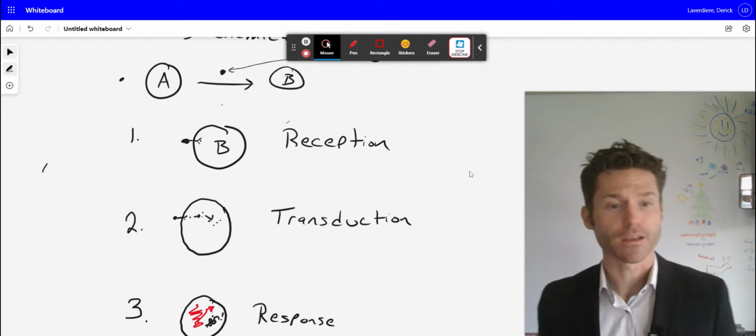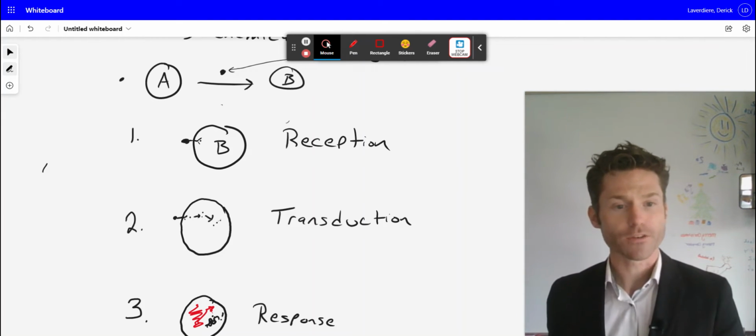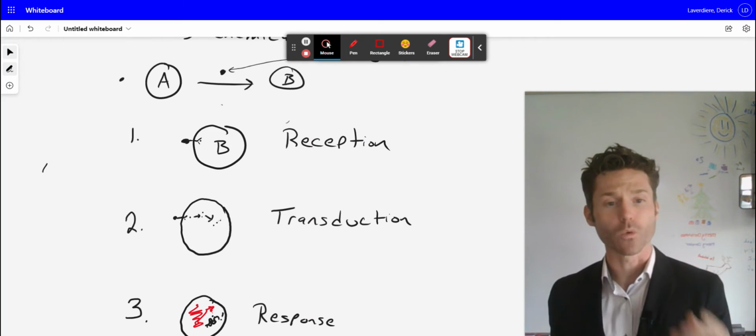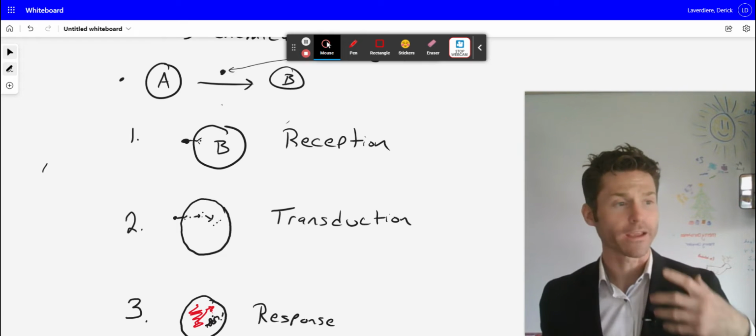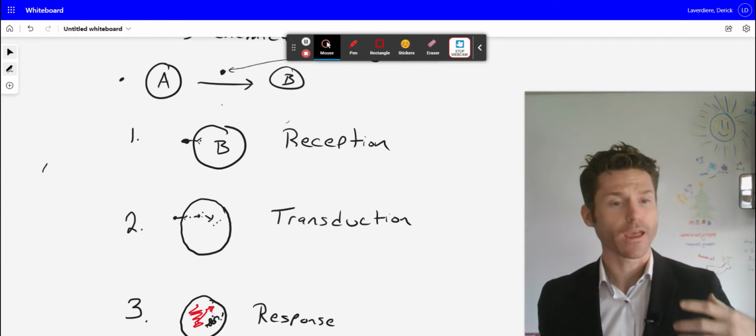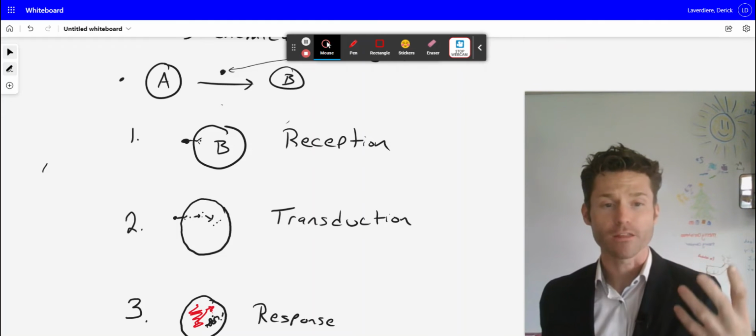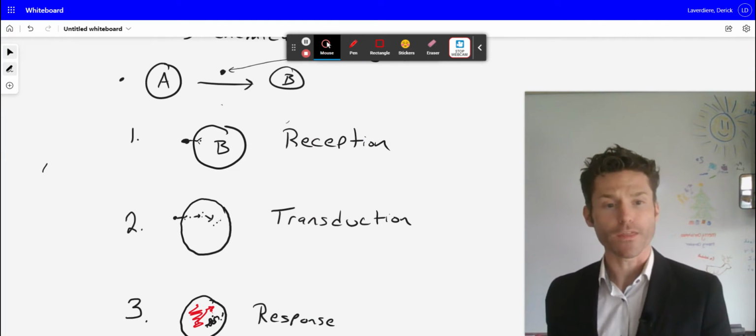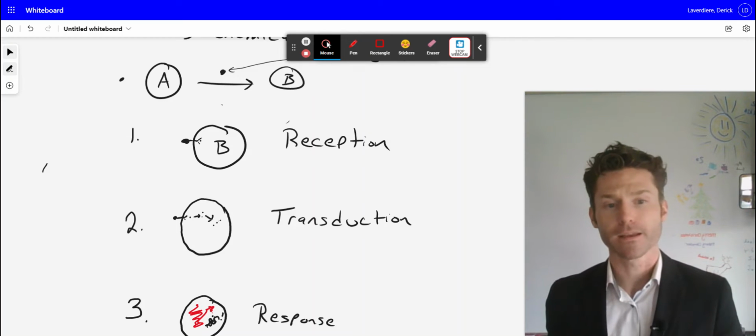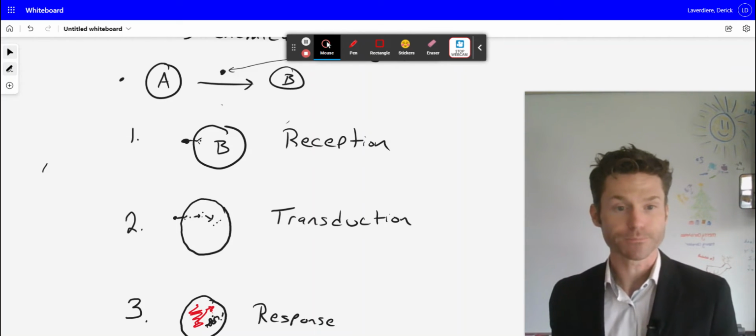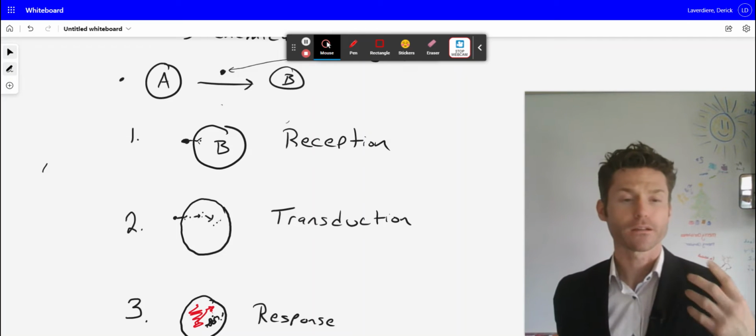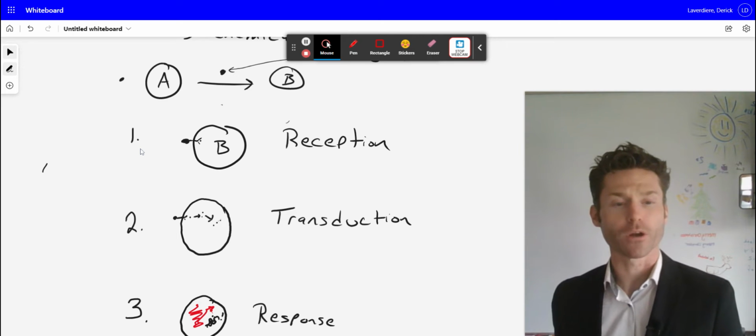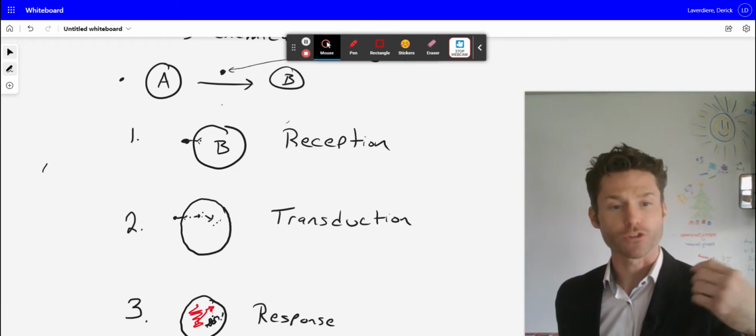The first step is the reception. So that cell on the receiving end has to engage with the ligand. The ligand is outside of that cell, and it needs to convey the message into the cell. And so the reception typically occurs with a protein that is embedded in the membrane of the receiving cell. That ligand will engage with that protein, and it will alter that protein in some way that will trigger the next step.